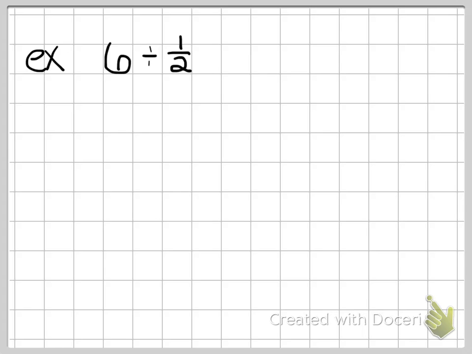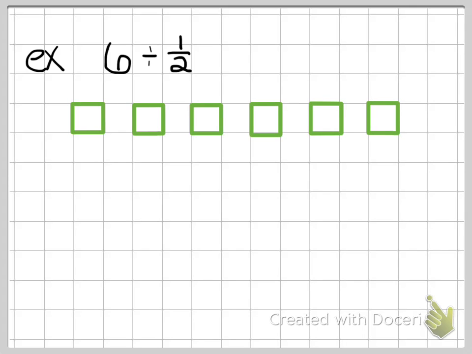That may work. Or what about a last way? If I have 6 items, how many times can I make groups of 1/2? That can make a lot of sense for students. How many times can I make groups of 1/2 if I start with 6? So let's start with 6. I have 6 squares on the board.